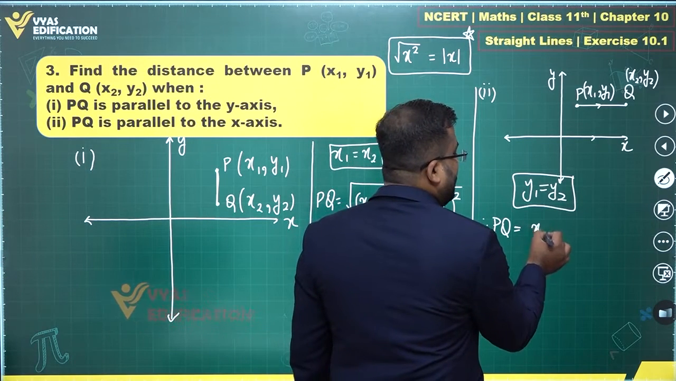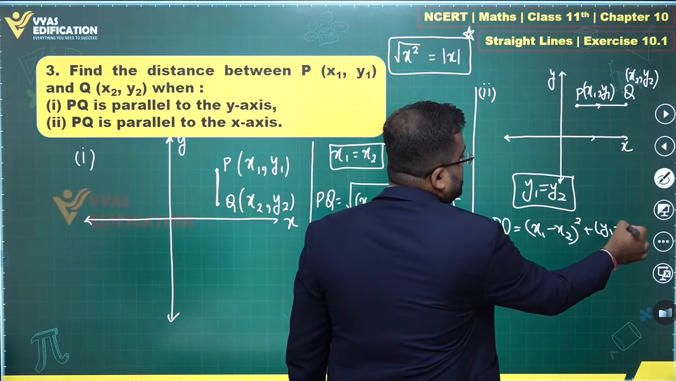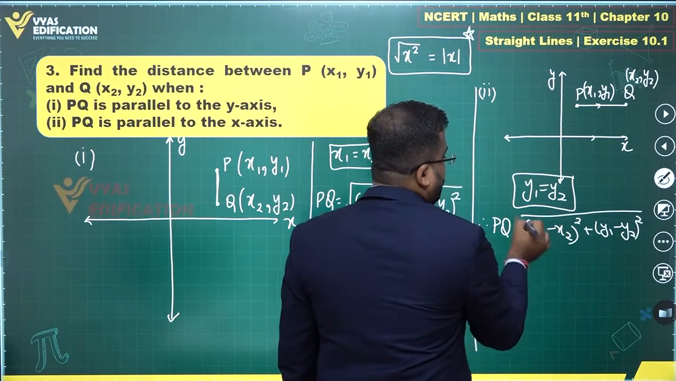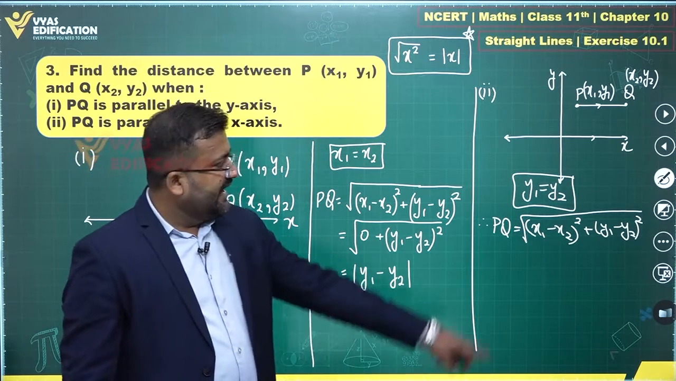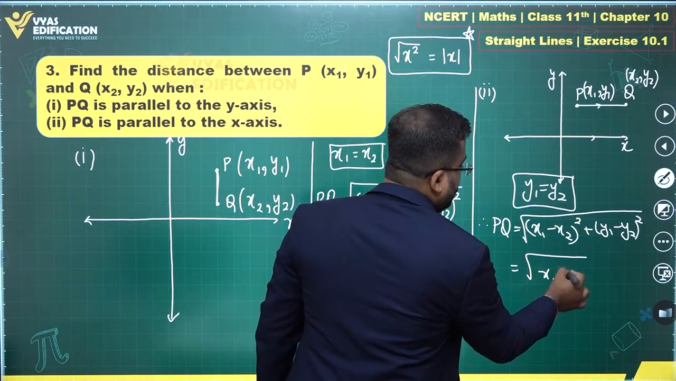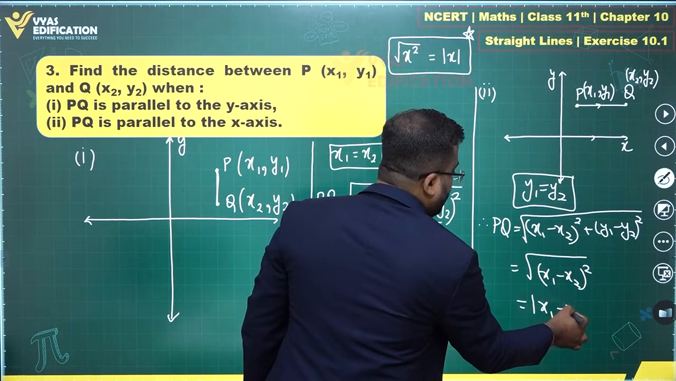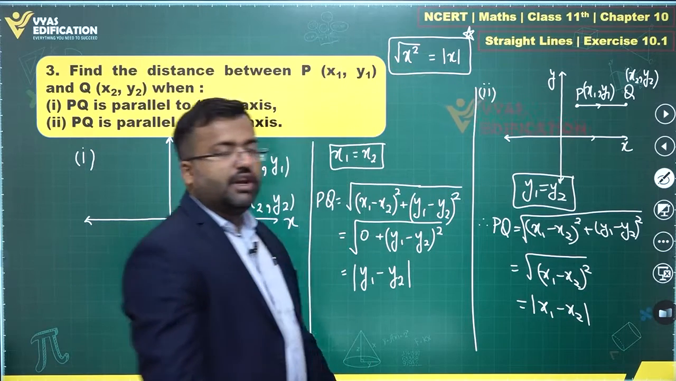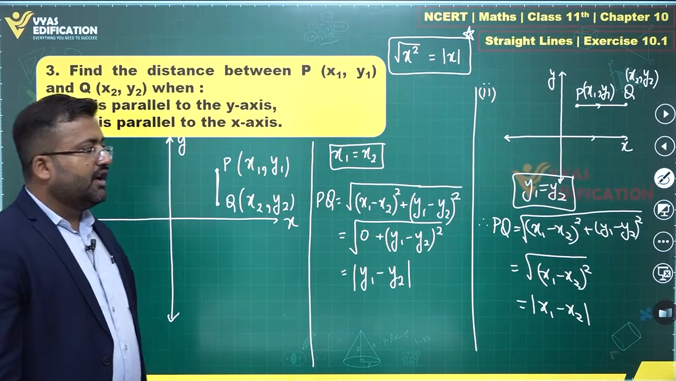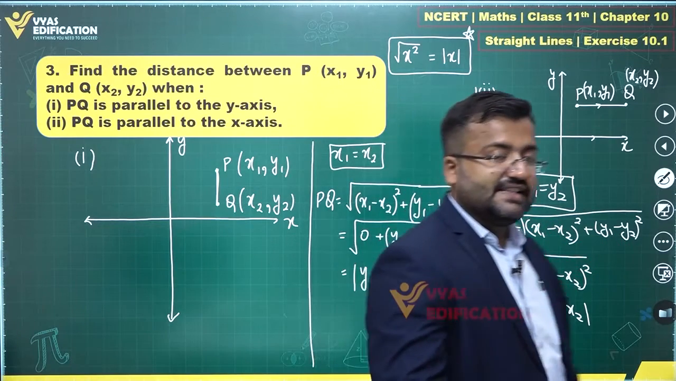But let's write again, under root of x1 minus x2 whole squared plus y1 minus y2 whole squared. This is the distance. And that second term becomes 0. So this becomes under root of x1 minus x2 whole square, which is equal to modulus of x1 minus x2. This is what you'll have. That's PQ for us in this second part. When PQ is parallel to the x-axis, this is the distance.